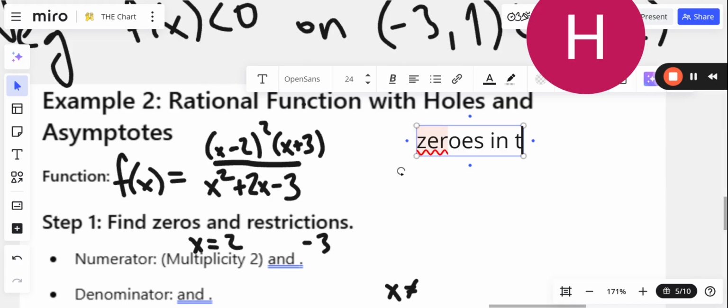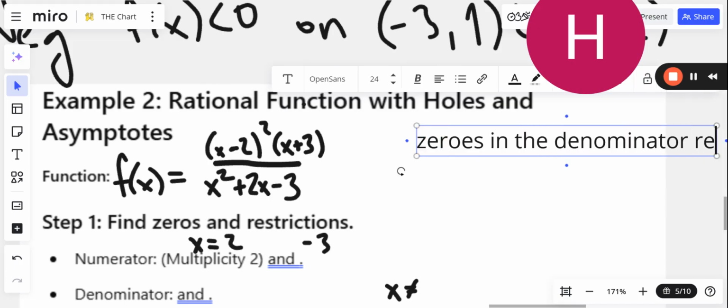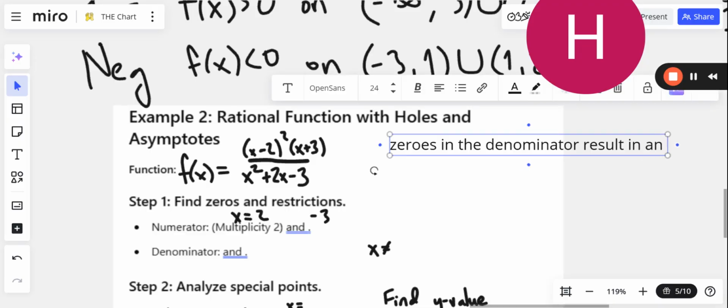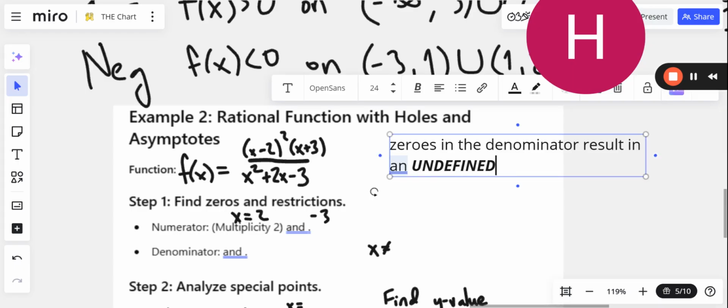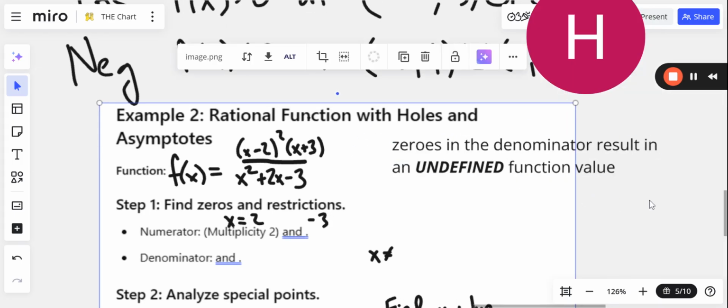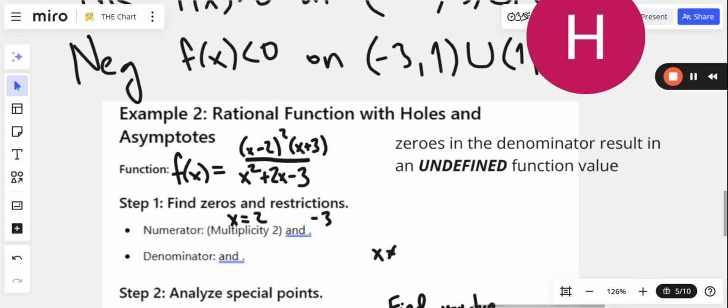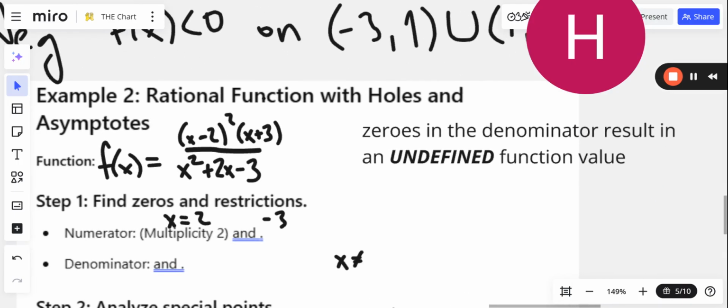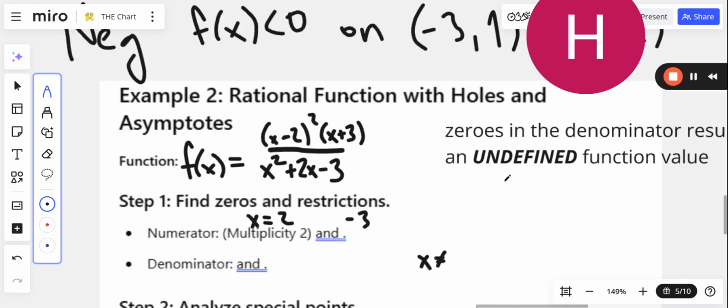Zeros in the denominator result in an undefined function value. So if the denominator is 0, then that's sometimes going to give us a vertical asymptote. It's going to give us some kind of a problem here.